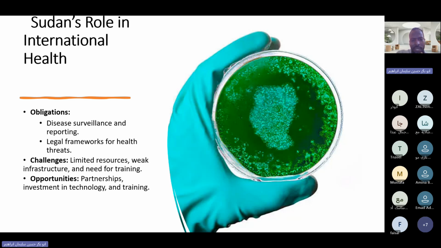Legal framework for the health threat. Yeah, also the Federal Minister of Health in Sudan has the legal framework for the health threat, to know how to control the different kinds of disease. Yeah. But concerning the International Health Regulation, there are some challenges facing it.